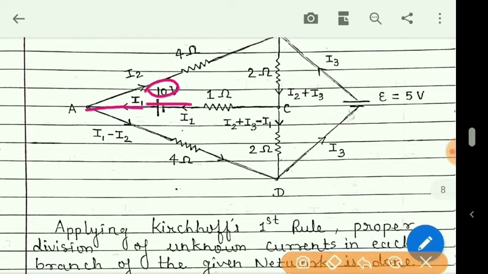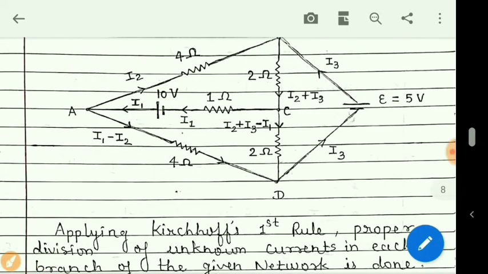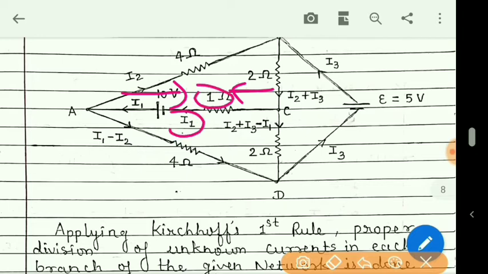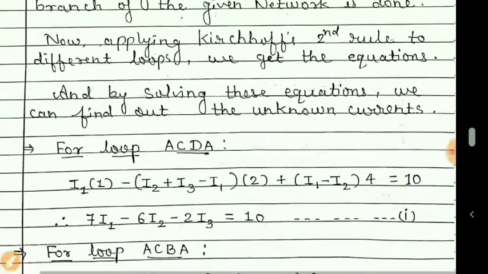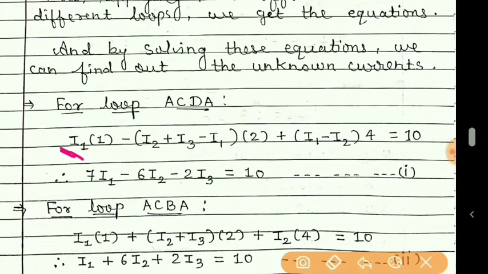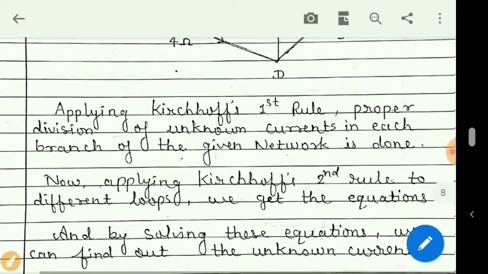Now moving further, this resistance is in the path and the current is I1. So I into R, but the current is coming opposite to the motion. We are moving in this direction and the current is in the opposite direction. So positive sign. So I into R positive. So I have written here the same thing. You can see I into R, the resistance is 1 ohm.